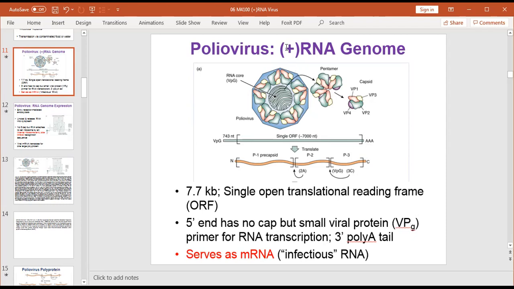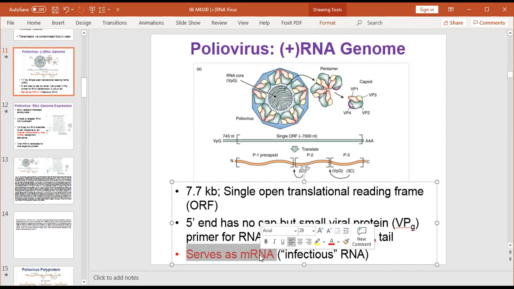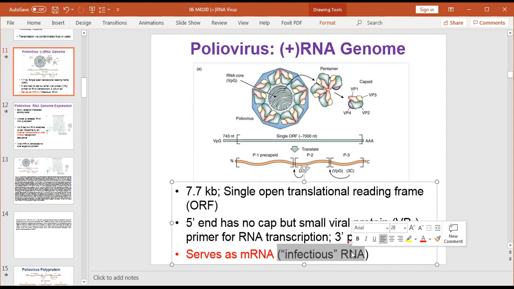Remember that positive RNA genomes always serve as messenger RNA. So any virus that has a positive RNA genome is called infectious RNA.